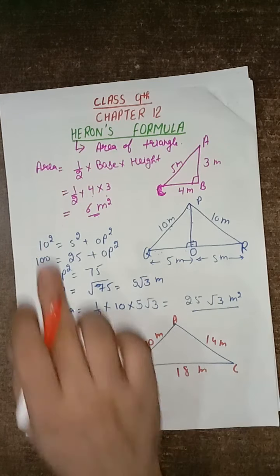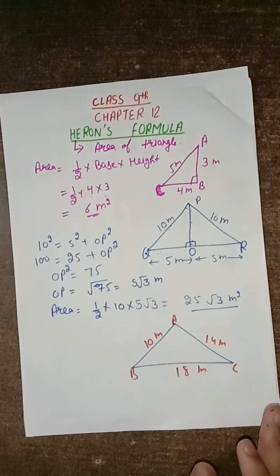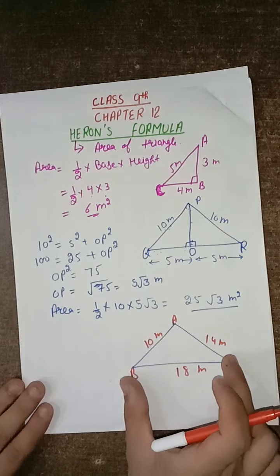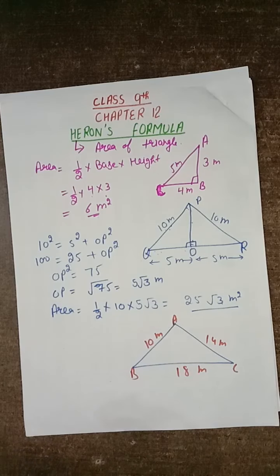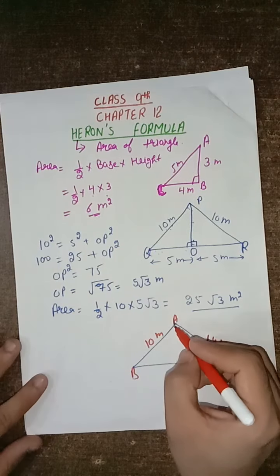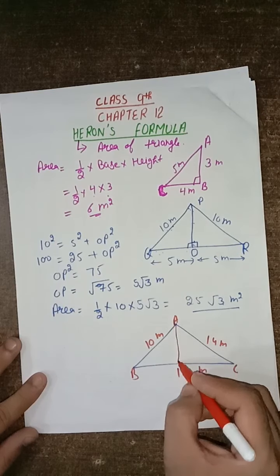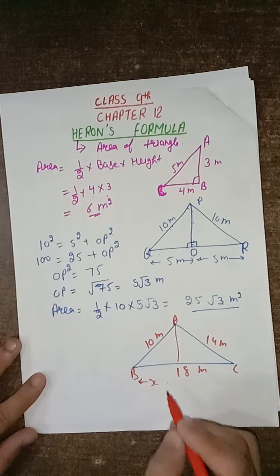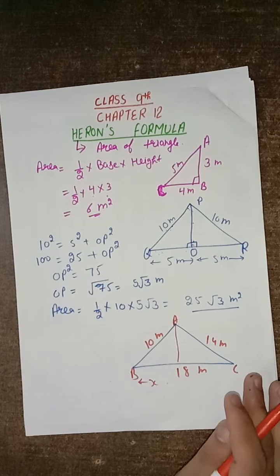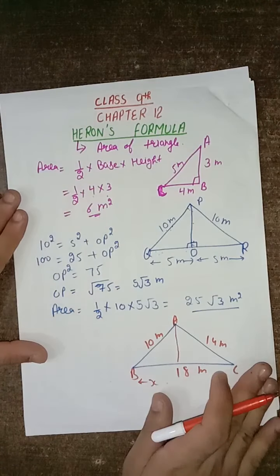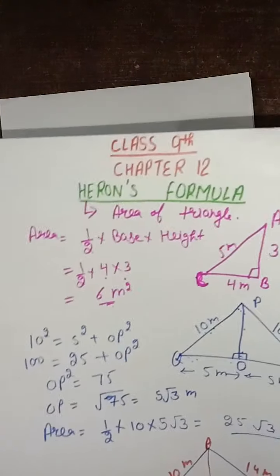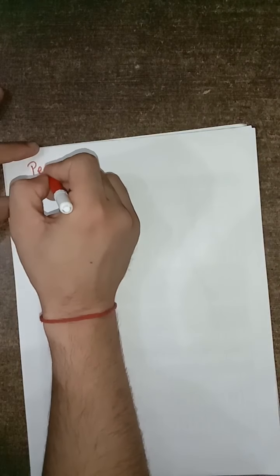Now we can't apply this formula, half into base into height, because we can't find the value of height in a simple way. We can find it, but this will be very lengthy, because we would have to let there be a perpendicular from x distance, but this will be very tricky for us. So here we will use the Heron's formula concept. Before this, let's start with some terms related to Heron's formula. Now in Heron's formula, first we will consider perimeter.